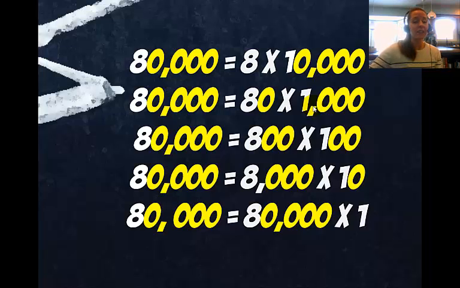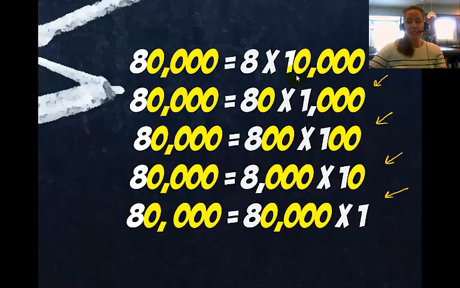As you can see on the left side, I've got 80,000 written a bunch of times. But on the right side, you can see the different ways that I've also equaled 80,000. 80,000 is also 8 times 10,000, or 80 times 1,000, or 800 times 100, or 8,000 times 10, or, of course, 80,000 times 1. And if you look, we're not changing the value. Those all represent 80,000. In fact, if you look at the yellow zeros, there are 4 zeros on the left of the equal sign and 4 zeros on the right of the equal sign.